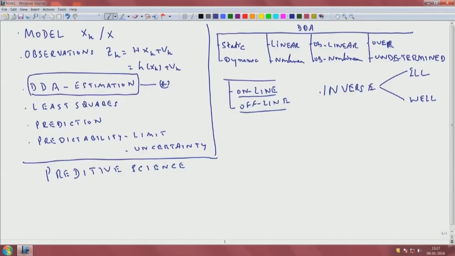The sum is always greater than the parts. There are lots of parts to this story, but the sum total provides you a broad overview of the area that has come to be called dynamic data simulation. Now, the whole course provides an introduction to data simulation across these dimensions: static versus dynamic, linear versus nonlinear model, linear observation versus nonlinear observation, overdetermined, underdetermined, offline versus online, and all the mathematical prerequisites thereof.